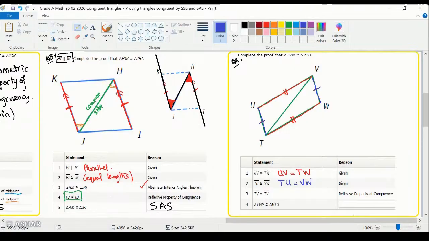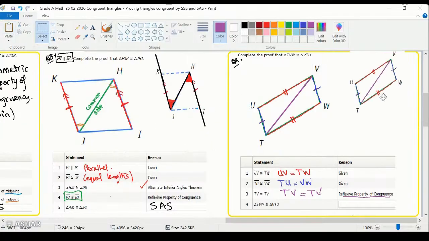What is the reflexive property of congruency? They're saying TV, the length of TV and the length of TV is the same. That means this length is a common length. Agreed? Let's break it down. Let's see the shape, how it can be done.